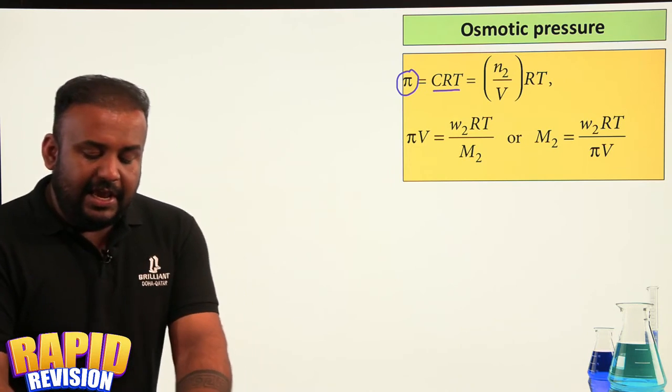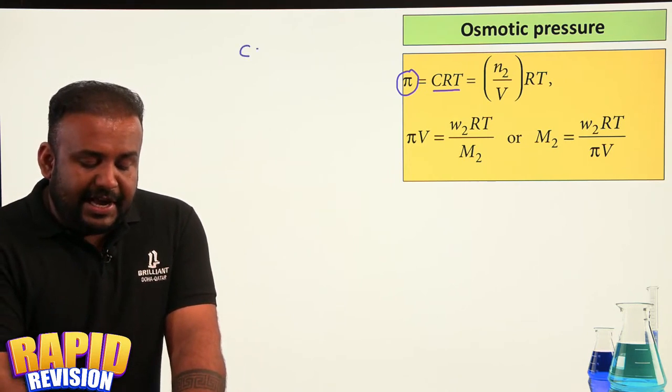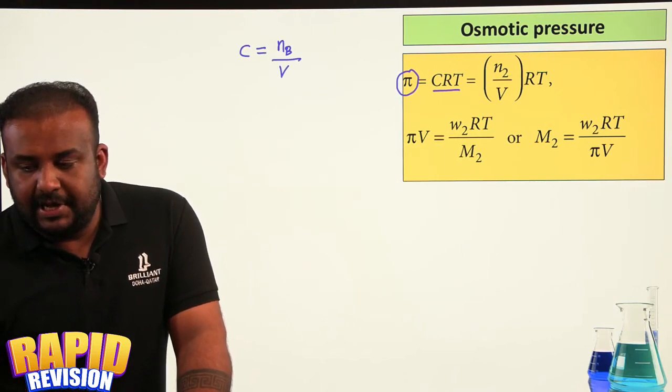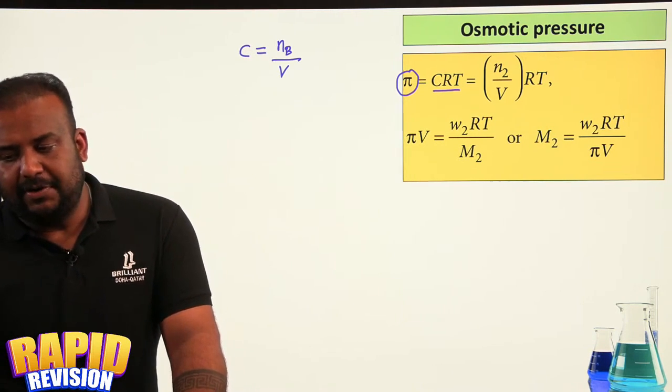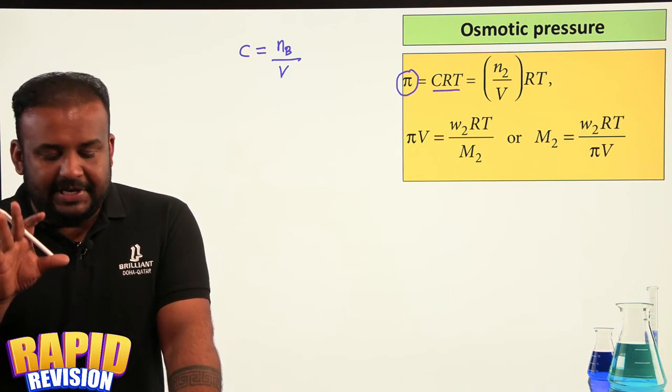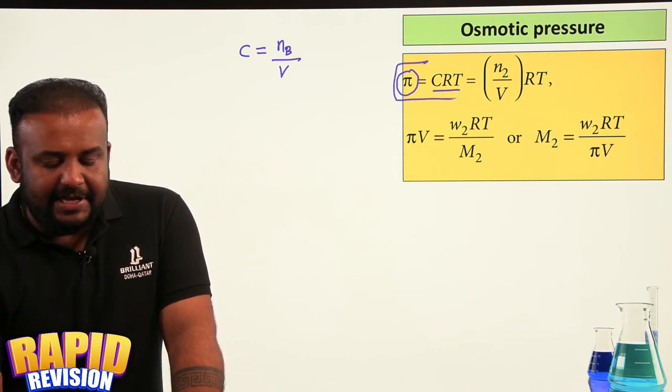So C here is taken as molarity. What is molarity? Number of moles per liter of the solution. Now see, there is nothing to derive here. It's a very basic equation where we are starting. Pi is equal to CRT.